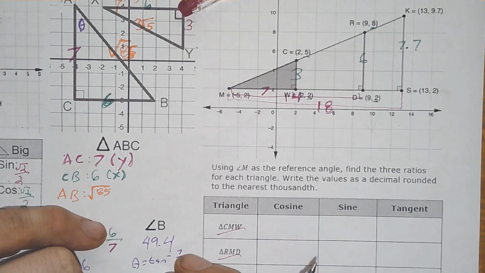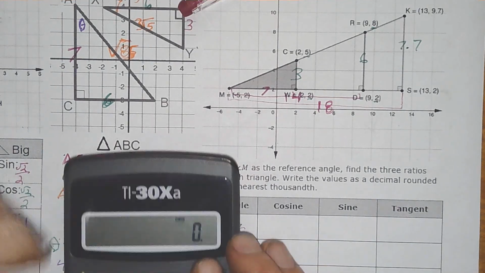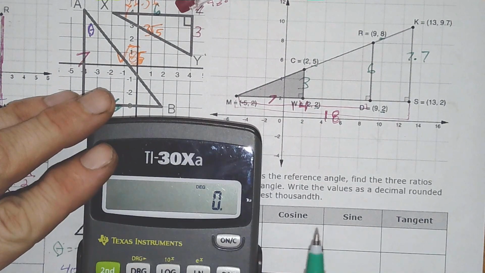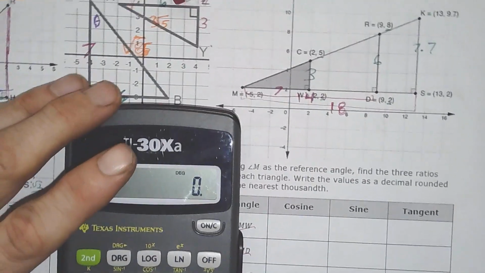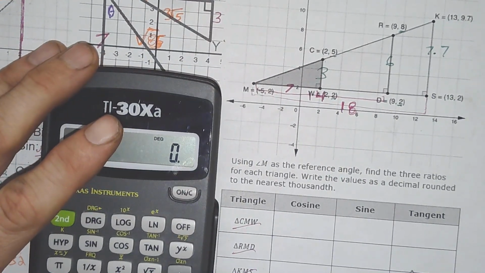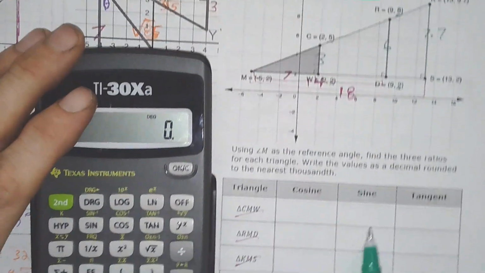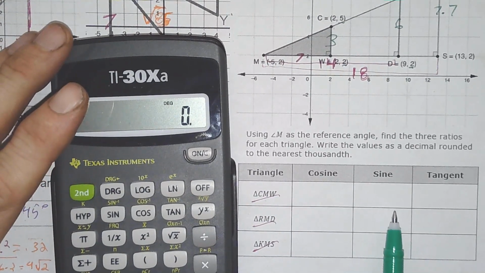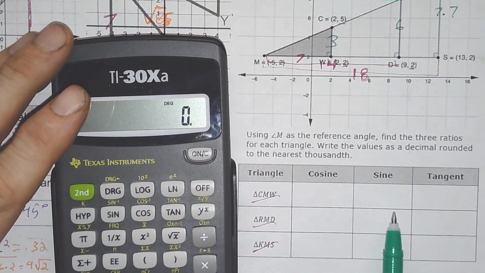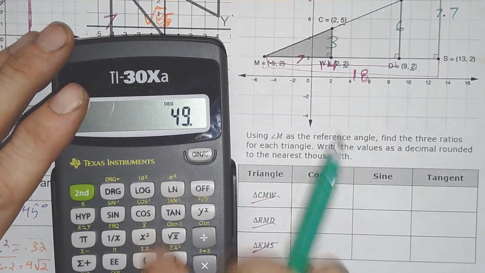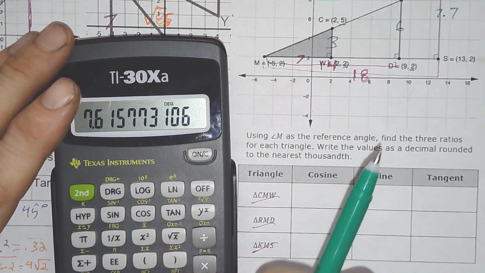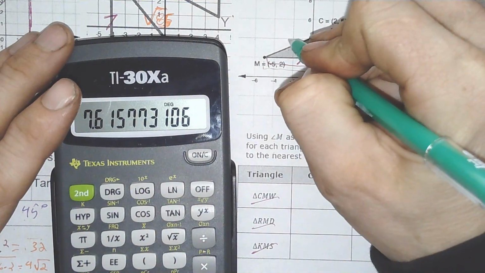Alright, now I've got to figure out the hypotenuse. We're going to do that by Pythagorean theorem. Or we could figure out the hypotenuse using sine, cosine, tangent, and using the arctangents if we want to. Which way do I want to do it? I'm going to just do it with Pythagorean theorem. 3 squared plus 7 squared equals, take the square root of that. This is the square root of 58.